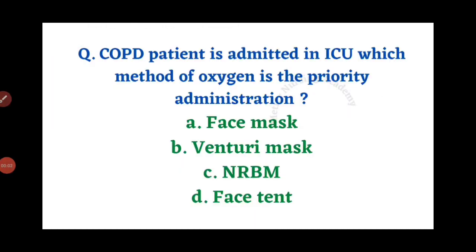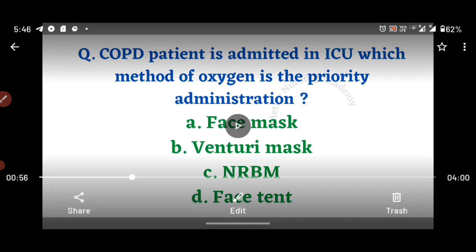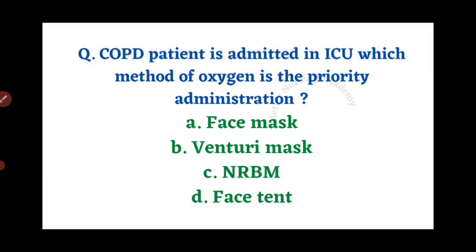The next question we are going to see is: a chronic obstructive pulmonary disease patient is admitted in the intensive care unit. Which method of oxygen is the priority administration? Four options are given here: face mask, Venturi mask, NRBM and face tent. You should understand the question here. The patient has chronic obstructive pulmonary disease and is admitted in the ICU, and as a nurse, which method of oxygen is the priority to administer to the patient?